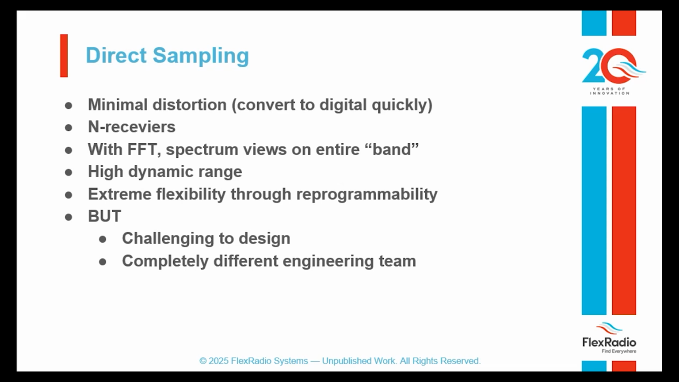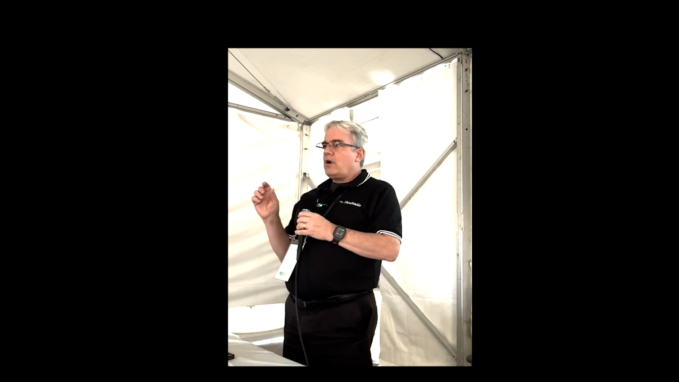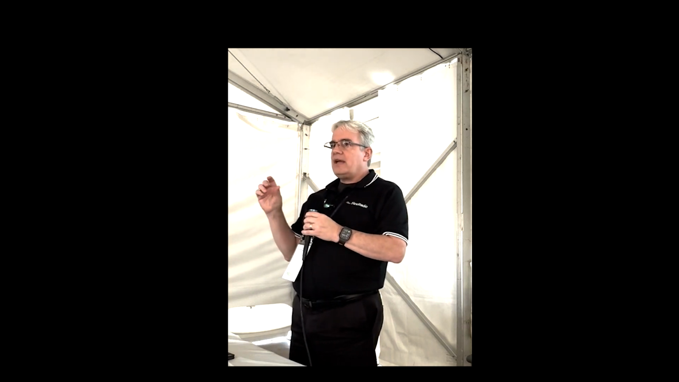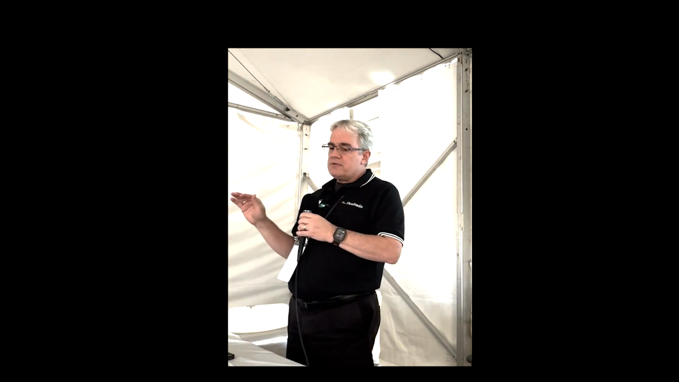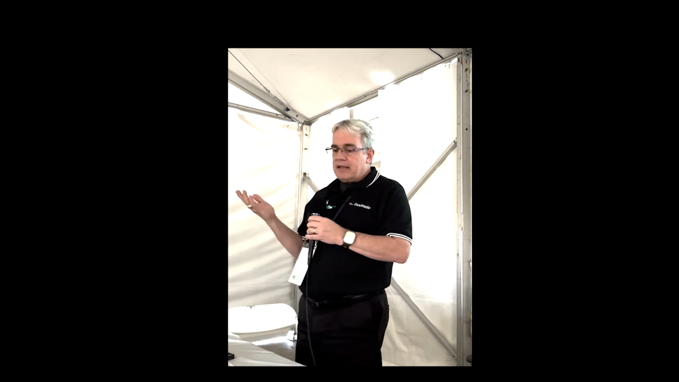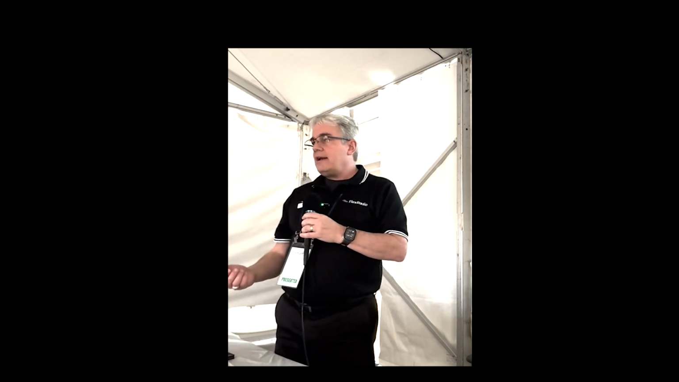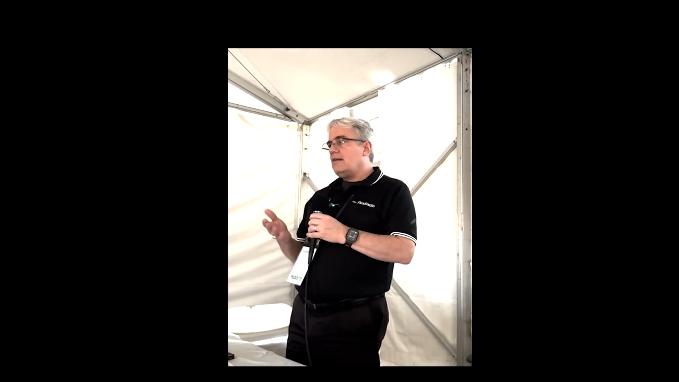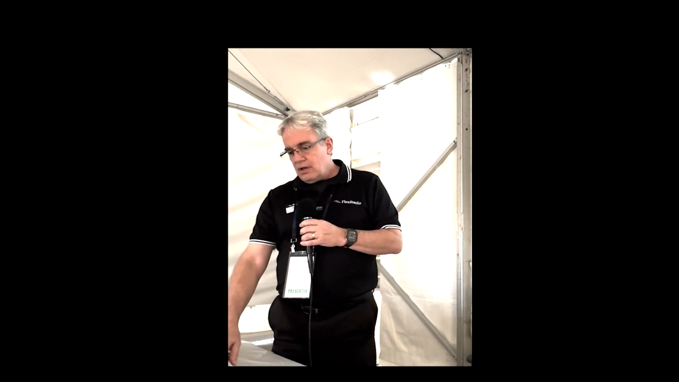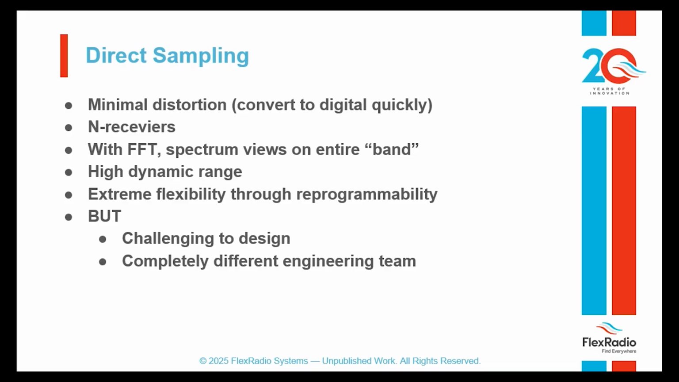We are also able to do a fast Fourier transform, or a conversion from the time domain into the frequency domain, and show you a frequency plot of the spectrum, and we can make that as wide as we want, which is really nice. You could show a whole ham band with that. We have very high dynamic range, and this is just a function of the analog to digital converters used. We also get a lot of flexibility through reprogramming.